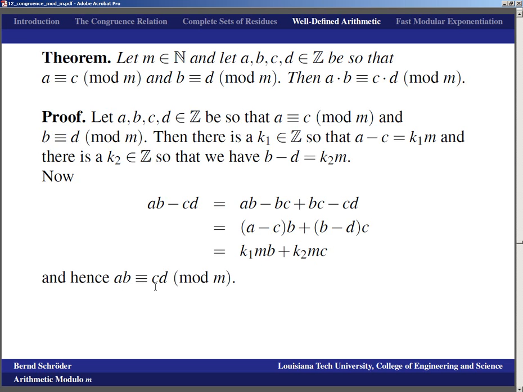And that means that ab is equivalent to cd modulo m, because m divides both summands here, which means m divides the right-hand side, and that means m divides the left-hand side.